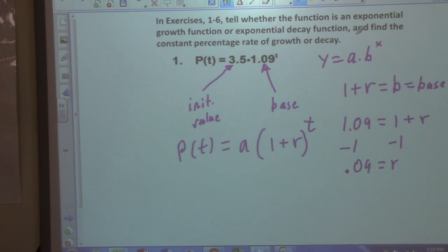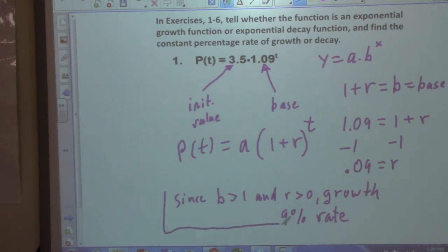Now it's asking, is this an exponential growth or decay function, and what is that constant rate of growth or decay? Growth, since the base is greater than 1 and r is greater than 0. And what is the percentage growth rate here? 9%. So that is that one.